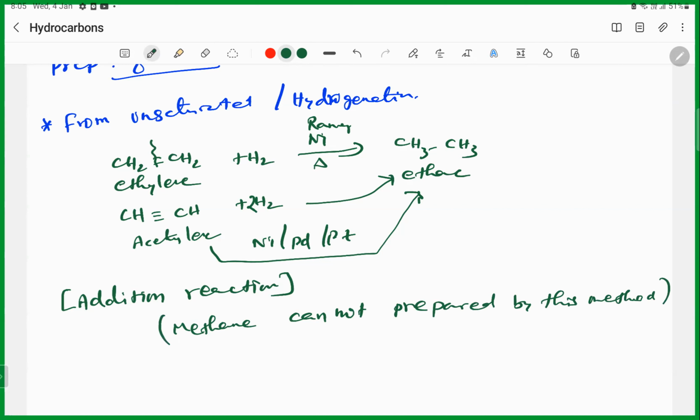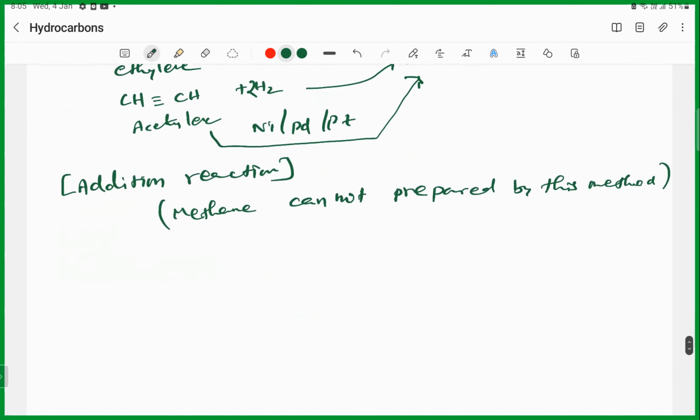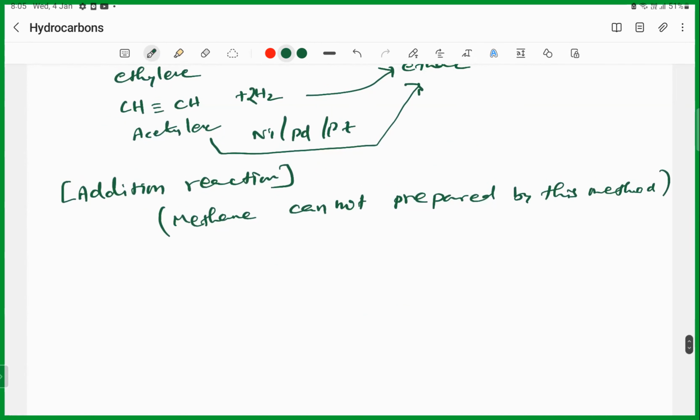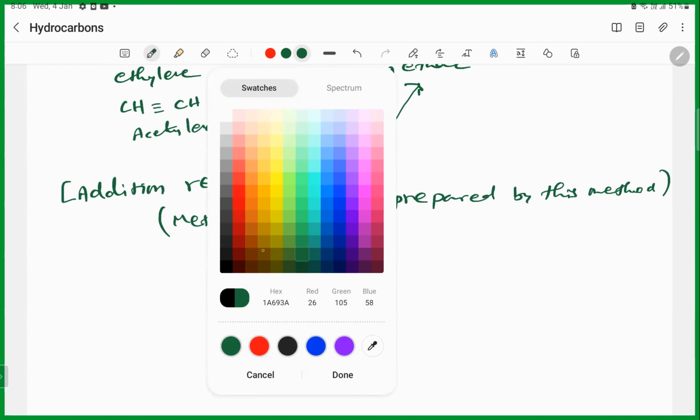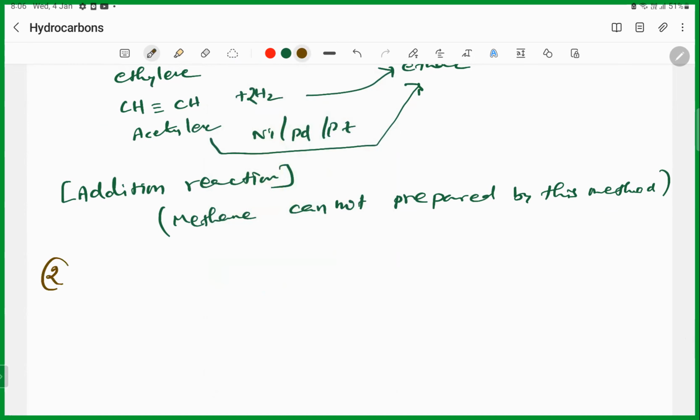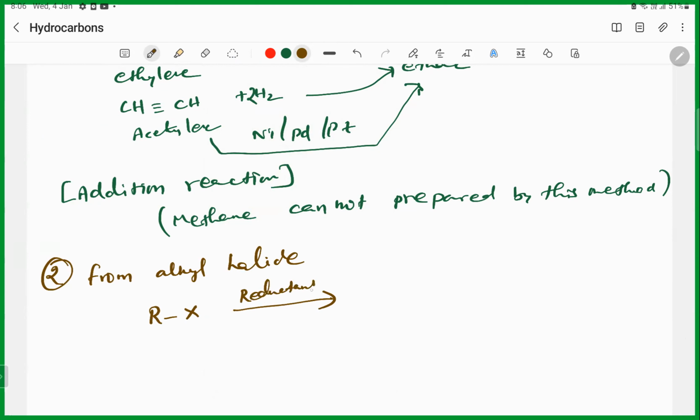When you want to prepare methane, you have to do it differently. The second method is from alkyl halide. Alkyl halide means RX. When you have RX and a suitable reductant, you get the alkane plus HX. So what reductants can we use?